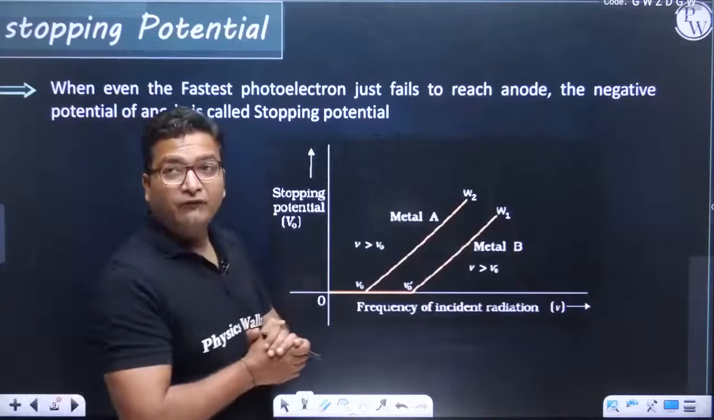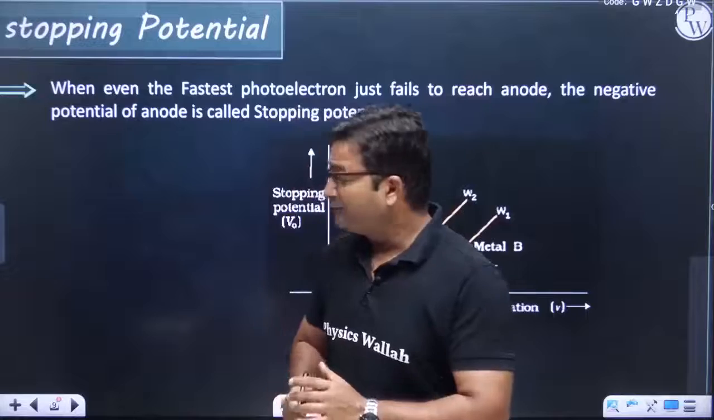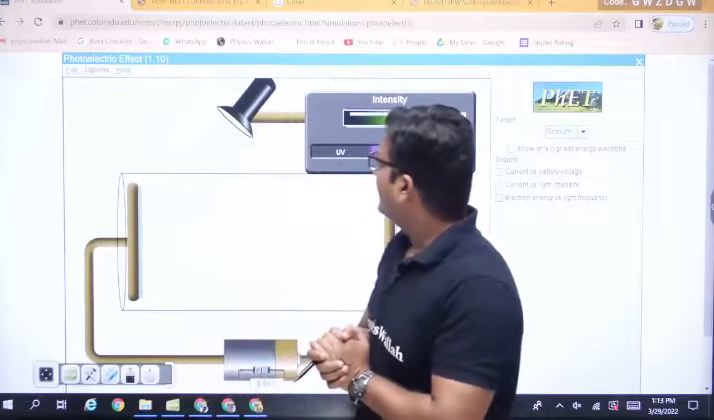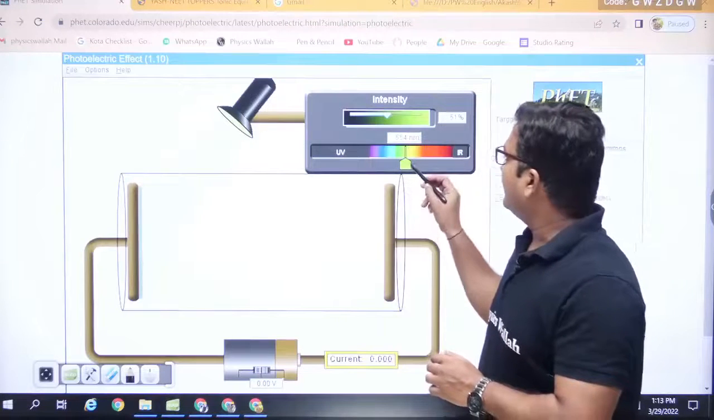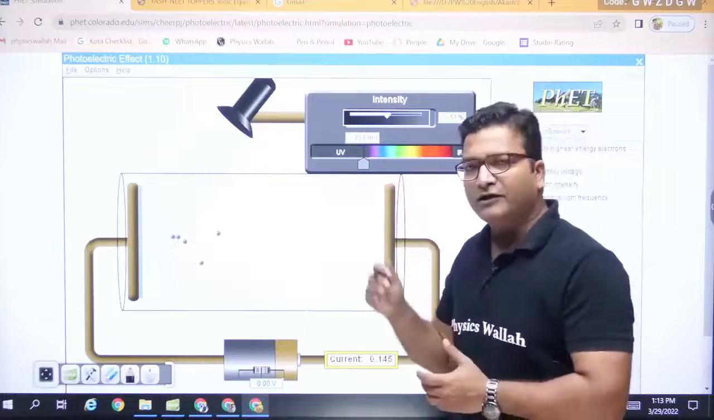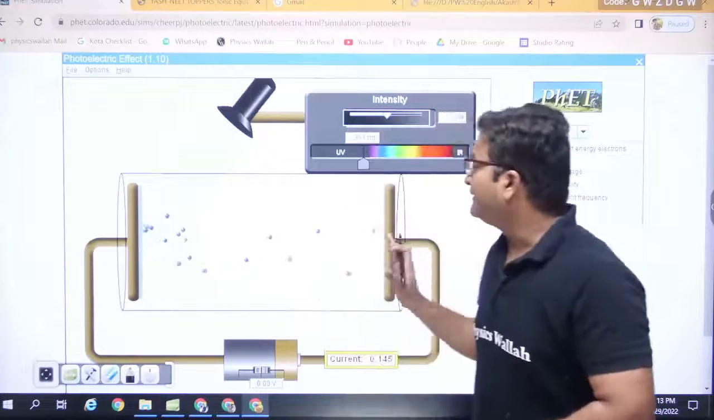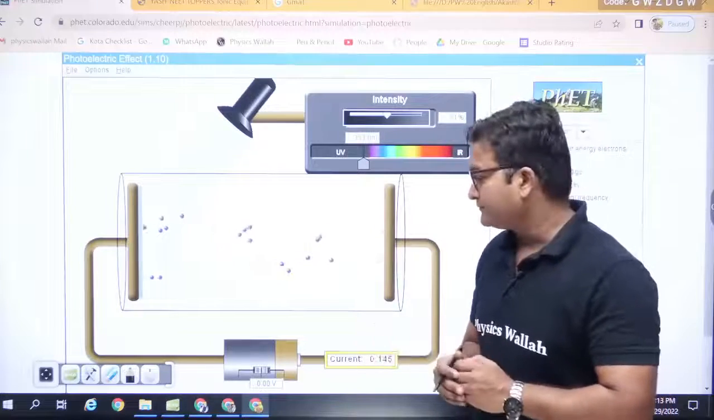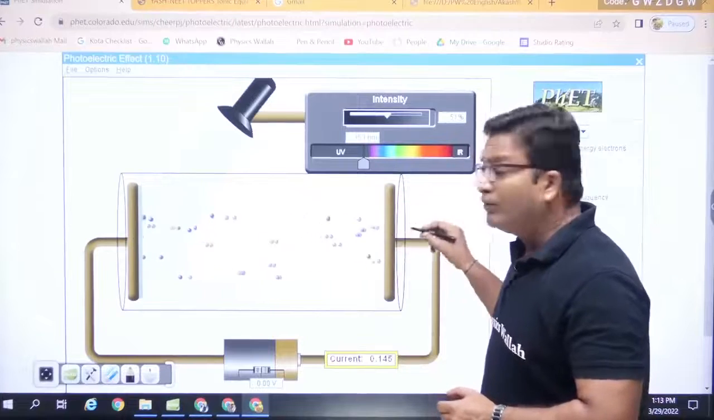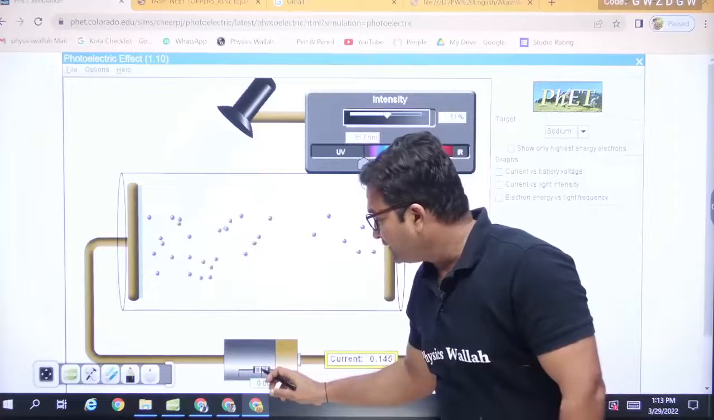Next, we have to study what is stopping potential. And to understand this stopping potential, let us move to the same experiment again. Let us decrease the wavelength or increase the frequency. Now, lots of photoelectrons are being emitted, and the potential difference across the electrode is 0. Suppose we make the potential of anode negative as compared to cathode by using this battery.